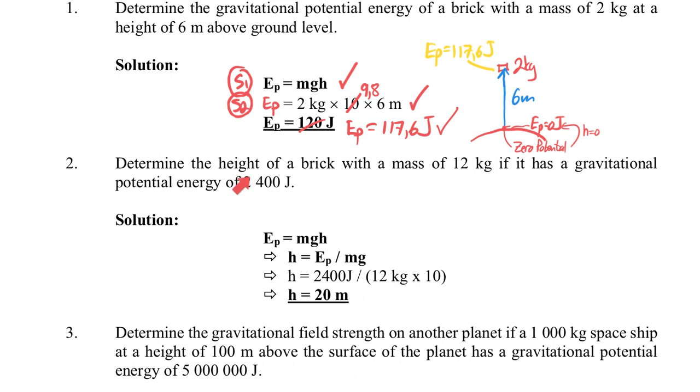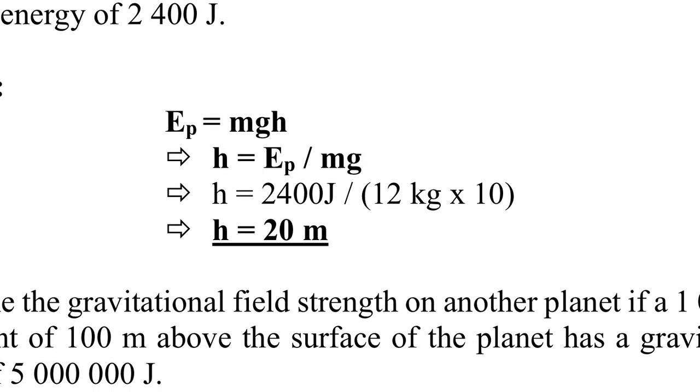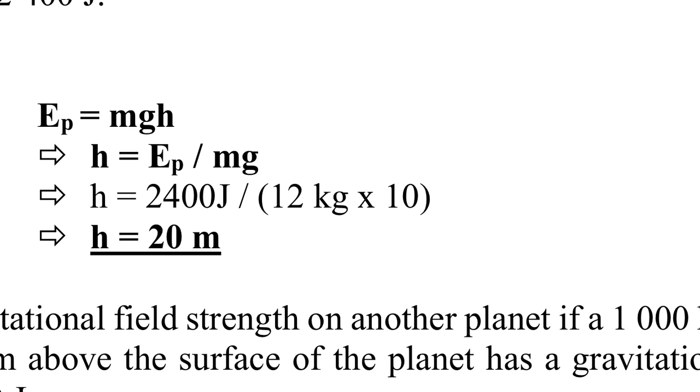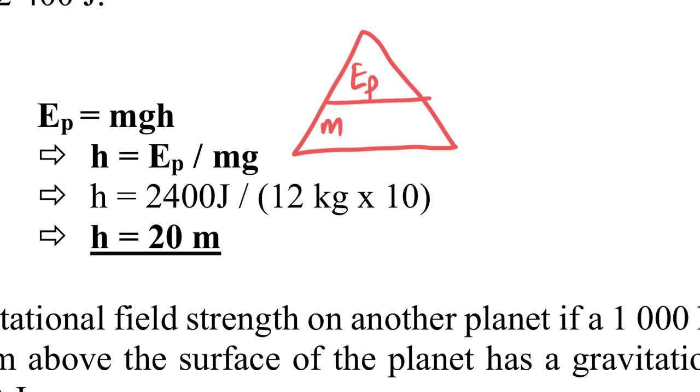So if we look here, we have the height of the brick is unknown. The mass, it's a very big brick, is 12 kilograms, and we've been given the energy. So if we now go and use the formula triangle, we have that EP is mass times gravity times height. Remember, potential energy is measured in joules, height in meters, g is 9,8, and the mass is in kilograms.